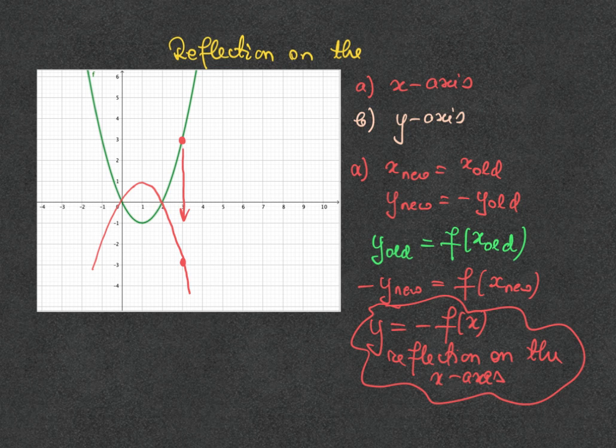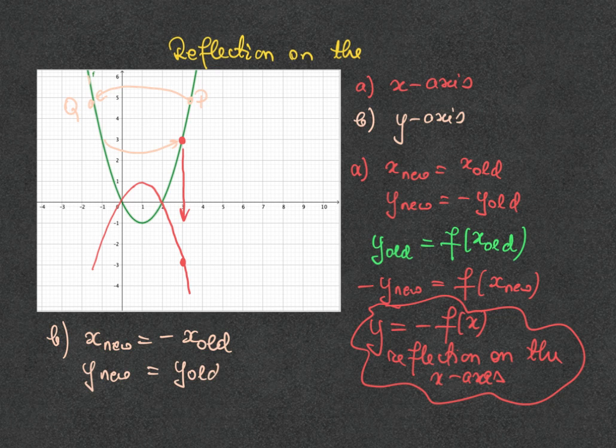What will a reflection on the y-axis look like? Well, maybe that's not the best function to reflect, because when you reflect it, this point will come here and this point will come there. So the shape will stay the same. But we can imagine, right? Think of this point here, let's call it P, which is reflected into the point Q. So x new for point Q is going to be minus x old. And your y new is going to be the same as y old.